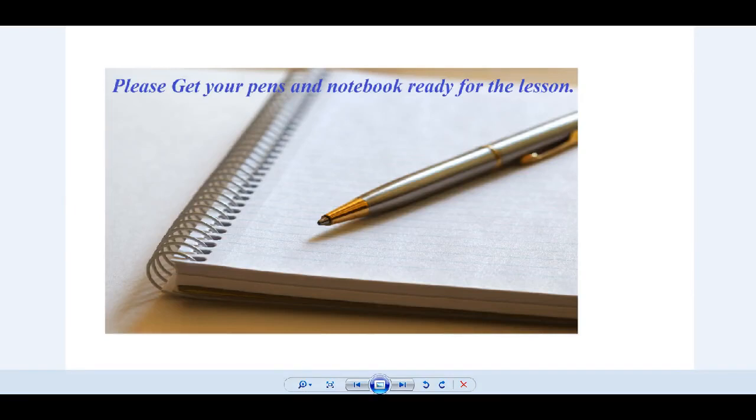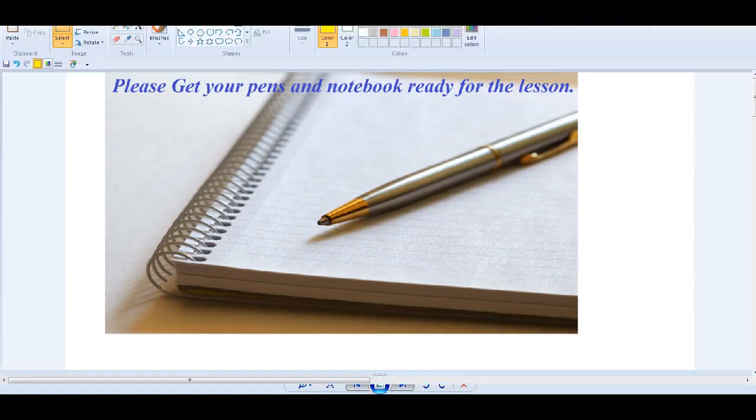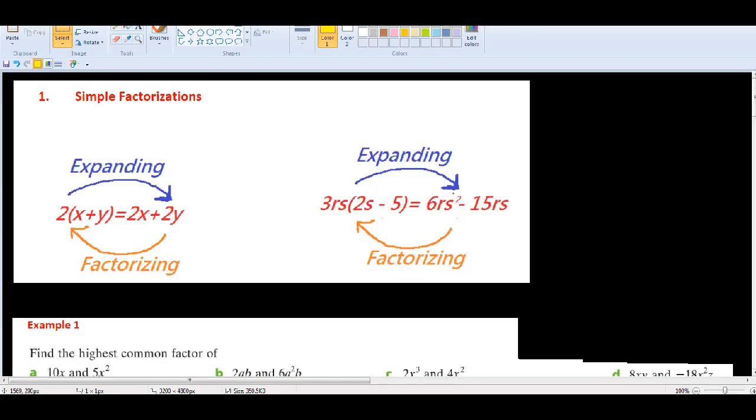Okay, year 10. This is lesson 5 of algebra. For algebra, we have learned that when we do expanding, or what we call expansion of a binomial, we multiply the terms outside the bracket into it using the distributive law. So that's the process of what we call expanding.